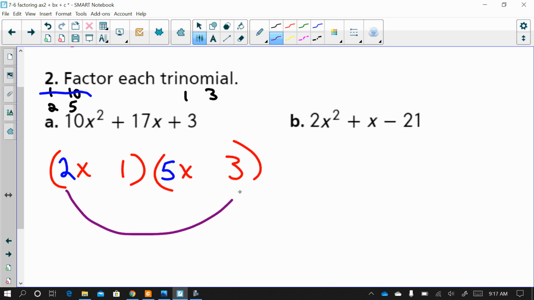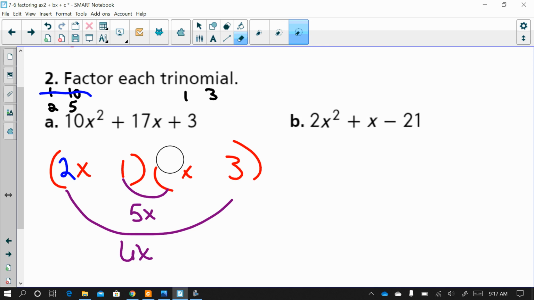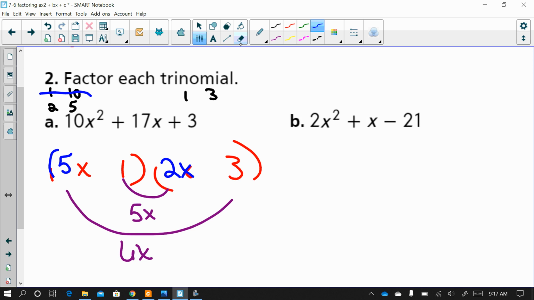What do I get on my outsides? 2 times 3 is 6. Insides, 1 times 5 is 5. So 5 and 6 get me to 11, not 17. So let's flip-flop those and see what happens. Okay, if I put the 5 here and the 2 here, outsides I get 15. Insides I get 2. 2 and 15 make 17? Absolutely. Here's the right combination.